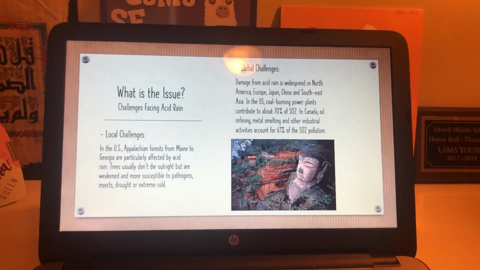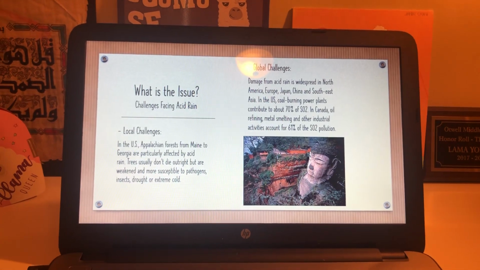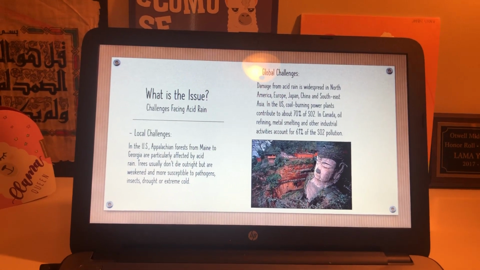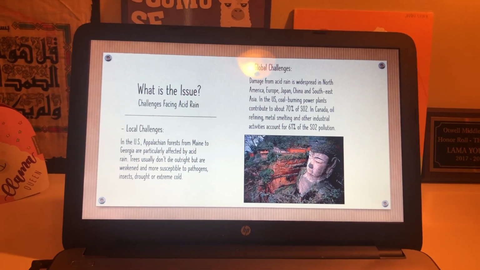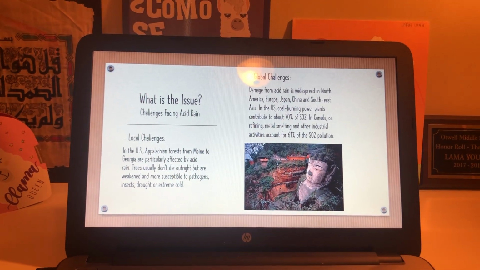In the United States, coal-burning power plants contribute to about 70% of sulfur dioxide emissions. In Canada, oil refining, metal smelting, and other industrial activities account for 61% of sulfur dioxide pollution.